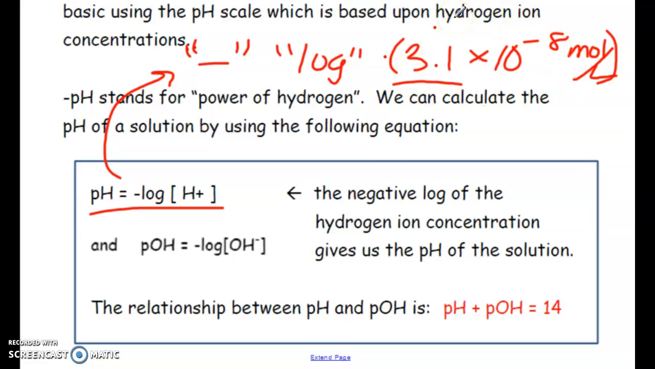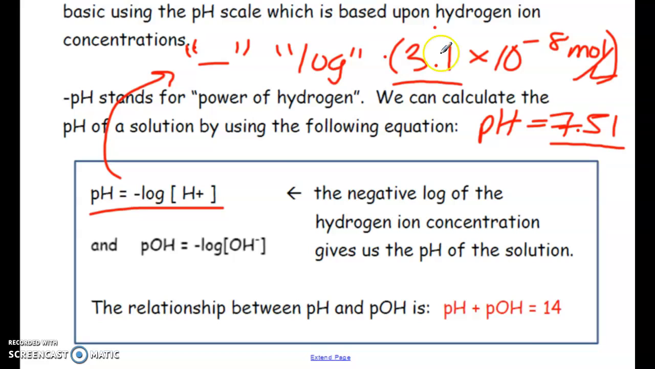So let's see how you do. Times 10 to the negative 8. So we should get a pH value here of 7.5, 7.51, if you've done this correctly. Now, some calculators do this in the opposite way. I'm not sure why. So if you did not get this answer when you put this in, first of all, make sure you have your brackets here. Okay, if you don't put your brackets, you're going to end up getting negative 0.58.